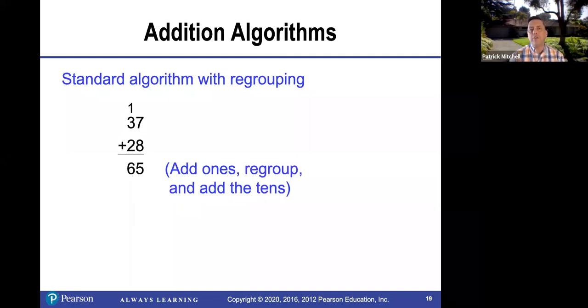Standard algorithm with regrouping, this is what I learned when I was in school. 7 plus 8 is 15. Add the 1s and regroup. So put that 1 ten over here. 1 plus 3 plus 2 is 6. So that gives you 65.